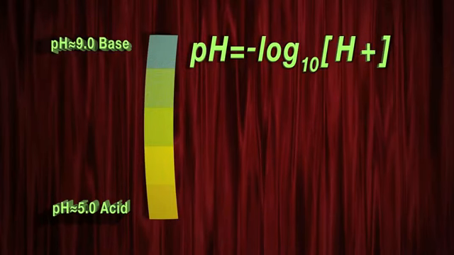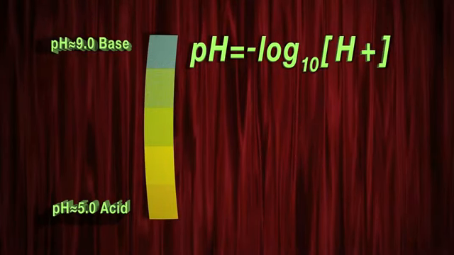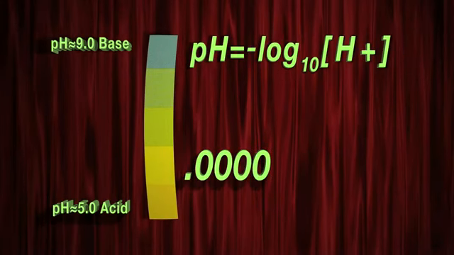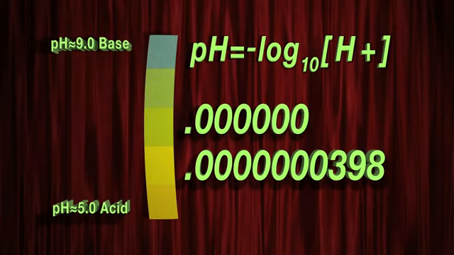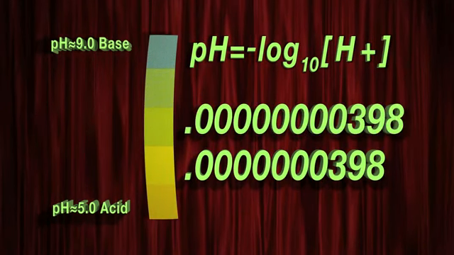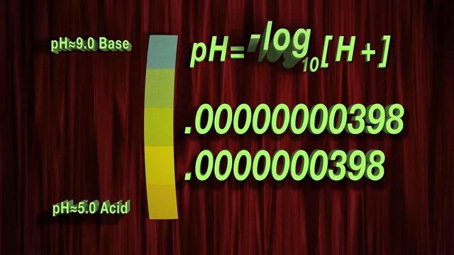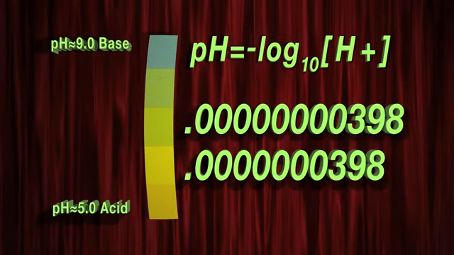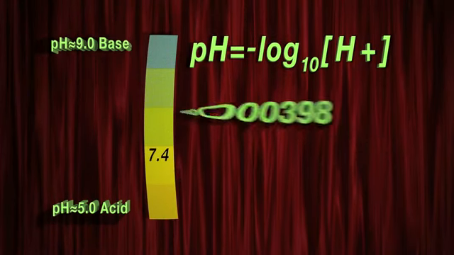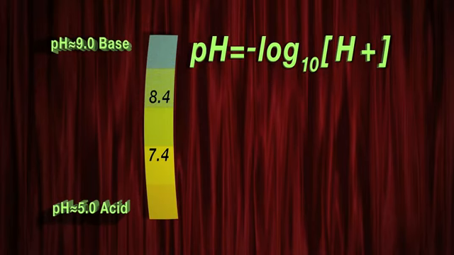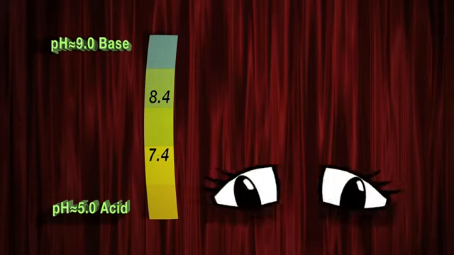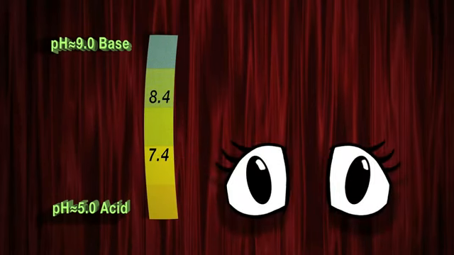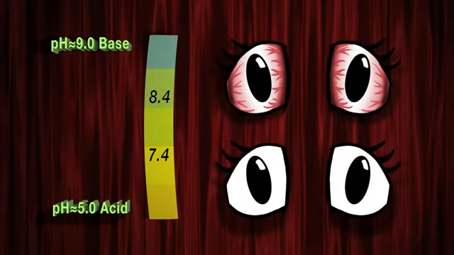We can find the pH of water samples with hydrogen ion concentration of 0.00000000398 and 0.00000000398 quickly on a calculator. Punch negative log of each of those numbers, and you'll see the pHs are 7.4 and 8.4. Since the tears in our eyes have a pH of about 7.4, the H+ concentration of 0.00000000398 will feel nice on your eyes, but the pH of 8.4 will make you feel itchy and red.